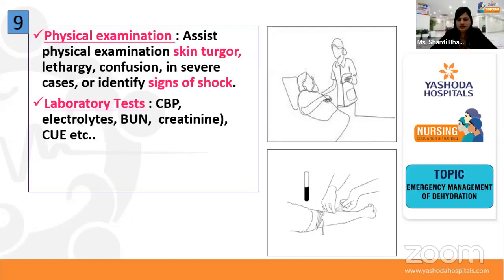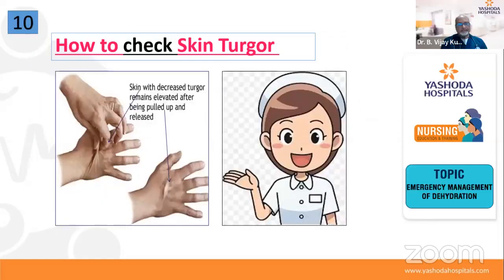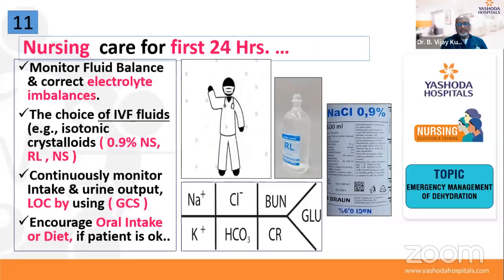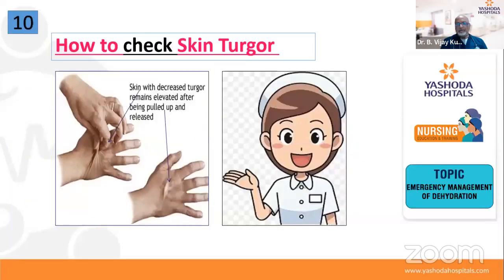Yes, Alice. Next slide. So let's see the image, how to check the skin turgor. Skin with a decreased turgor remains elevated after being pulled up and released. So if it is flat, that means the patient is hydrated well. Yeah, for most children and adults this probably holds good. Only problem is the elderly, when you lose the subcutaneous fat. We cannot measure the skin turgor by this method because the skin will be very lax and loose anyway. But still, it's a very good measure to check. Yes. Next slide.